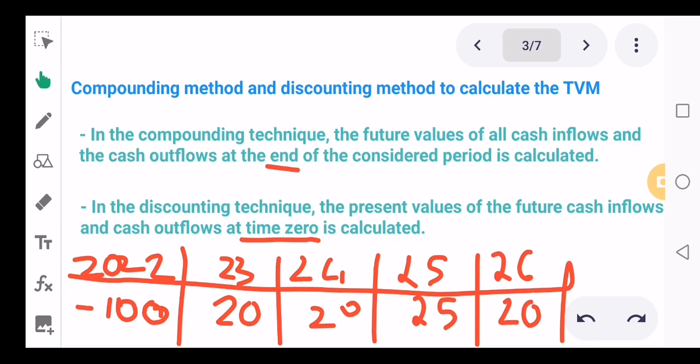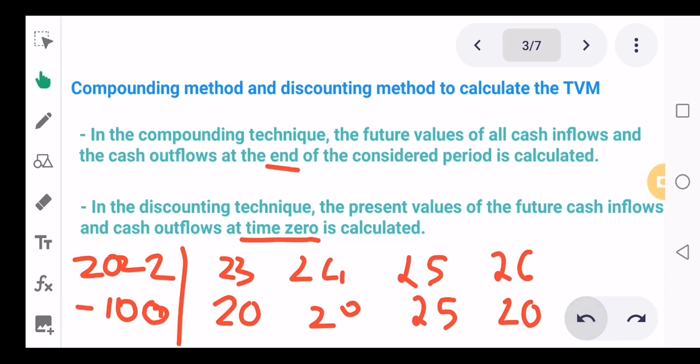So in the discounting technique, we calculated the present values of all these future cash inflows and cash outflows at time zero, and then we found out the required amount. This is called the discounting method. Discounting and compounding methods are totally opposite to each other. In discounting, we go from future to present: all the future amounts are converted to present amounts. In compounding, we are converting all the present amounts to future amounts.